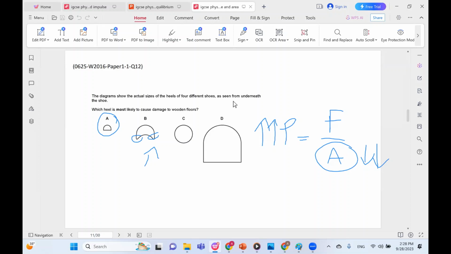So this is the total area in contact with the ground. Similarly, this is the total area in contact with the ground. Same for C and same for D. So from the shaded areas, which one of these is the minimum area? Obviously, this is choice A.